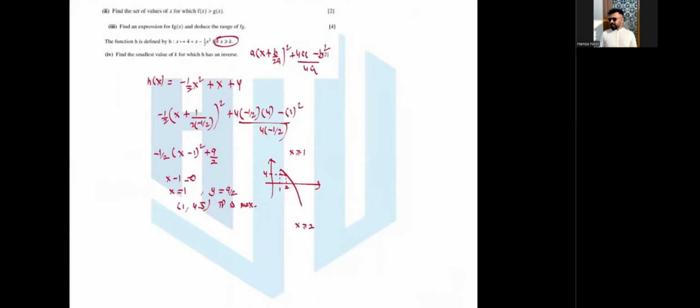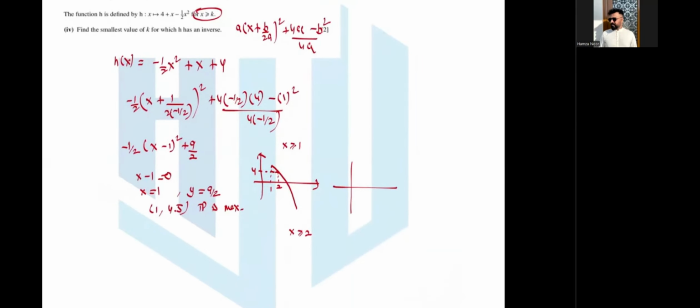So if I say that the graph is something like this for the domain x is greater than or equal to 2, okay, so still the inverse would be possible. However, this would not be the smallest value of k. The smallest value of k would be the x coordinate of the turning point of the quadratic graph. So if the h(x) function is sketched for the domain x greater than or equal to 2, the inverse would be possible. However, this 2 would not be the smallest value of k. We have a smaller value of k as compared to 2, which is 1.